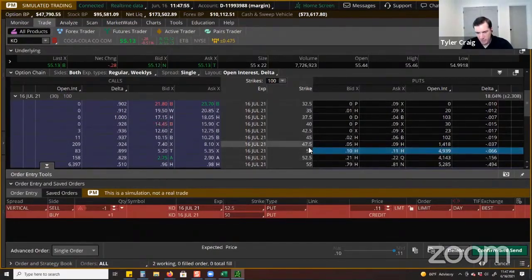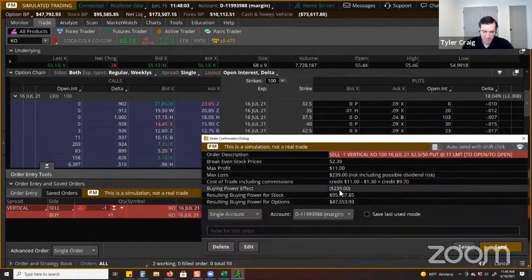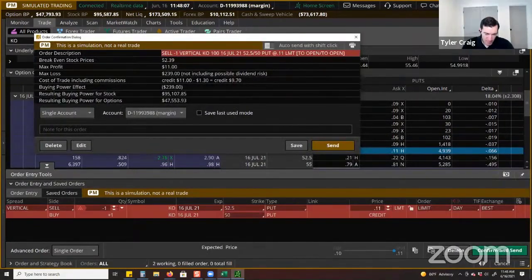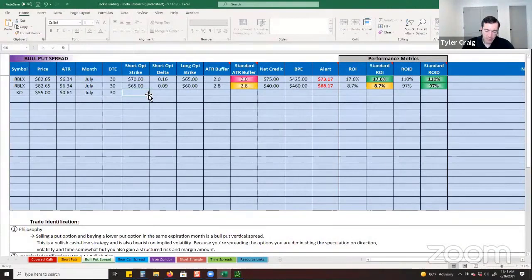I would not do a $5 spread on this. I would only do a 2.5 wide. 11 cents on a $2.5 wide, which means my buying power is 239. So I can remember that. You might have to go back and forth, but I did a 52.50/50 bull put. I had a 16 net delta. My credit was only 11. My risk was 239.